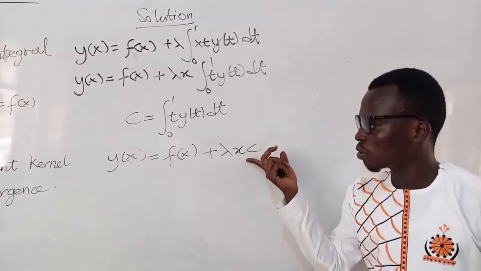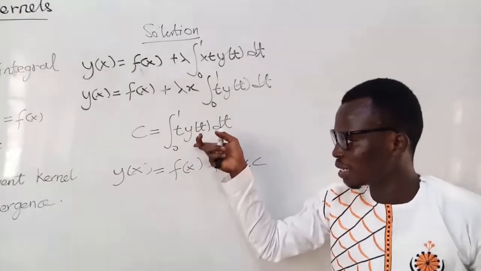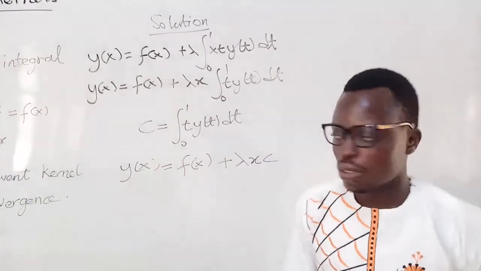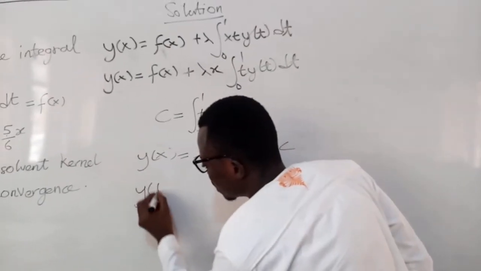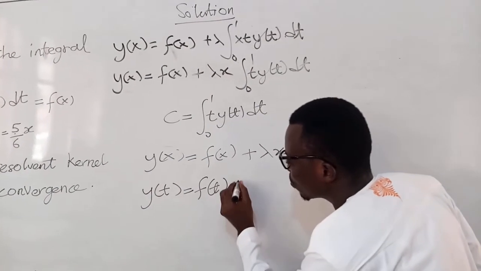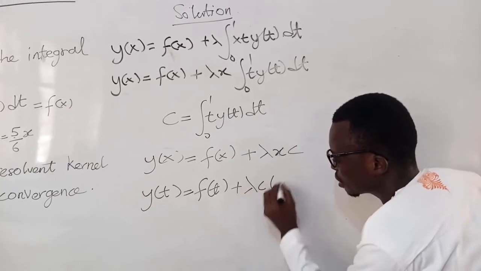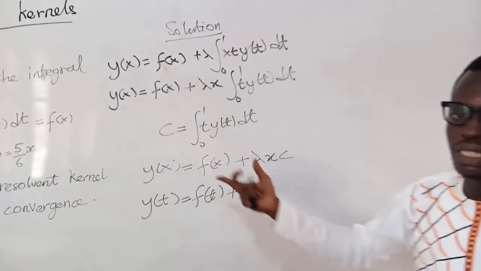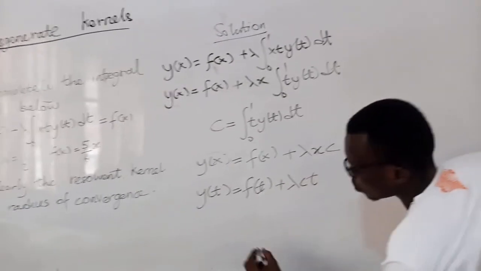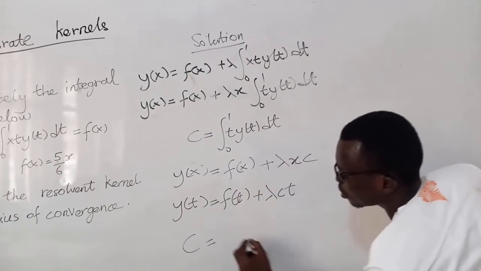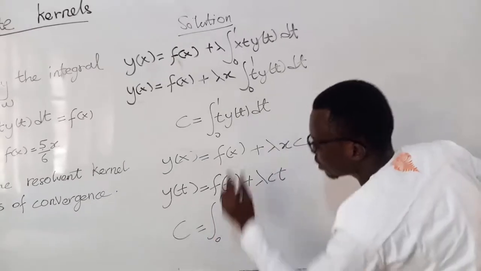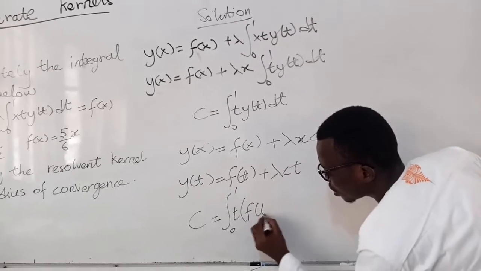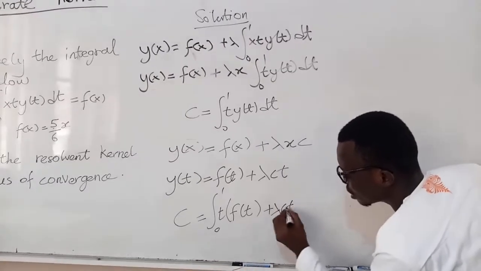Now we need to solve for this c, but we know c to be equal to this, integral from 0 to 1 t y of t. So let's interchange the s here to t. y of t is equal to f of t plus, let's say, lambda c t. Now let's substitute this into this equation, and we're going to have our c to be equal to integral from 0 to 1, then t, and y of t is f of t plus lambda c t dt.